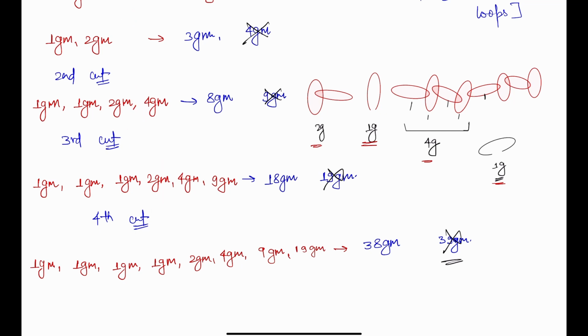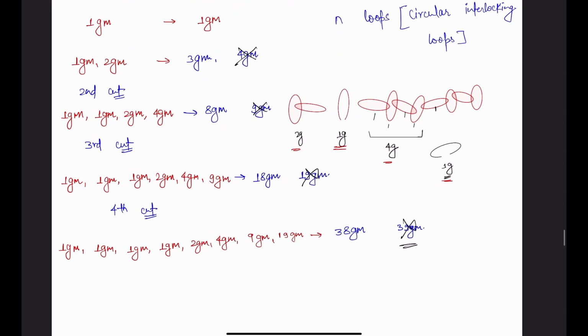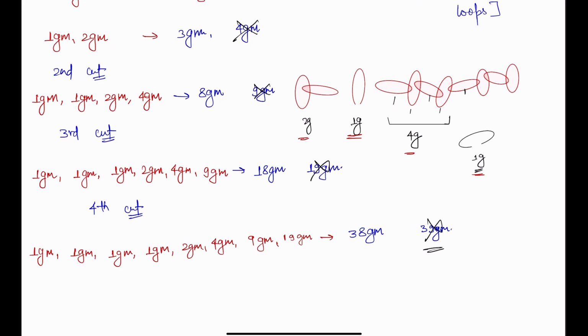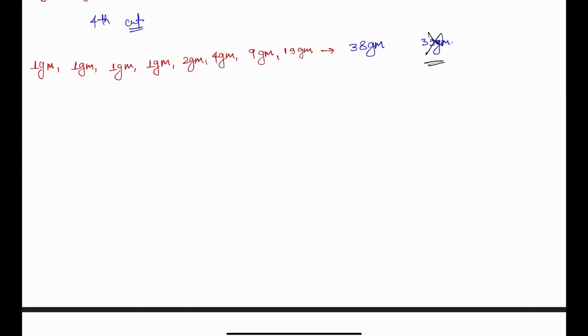So with this method, I can say that okay, we need 4 cuts, right? With 4 cuts we can do 38 gram. But suppose in the beginning we think that okay, let's start from the beginning, assuming that there are 2 cuts.